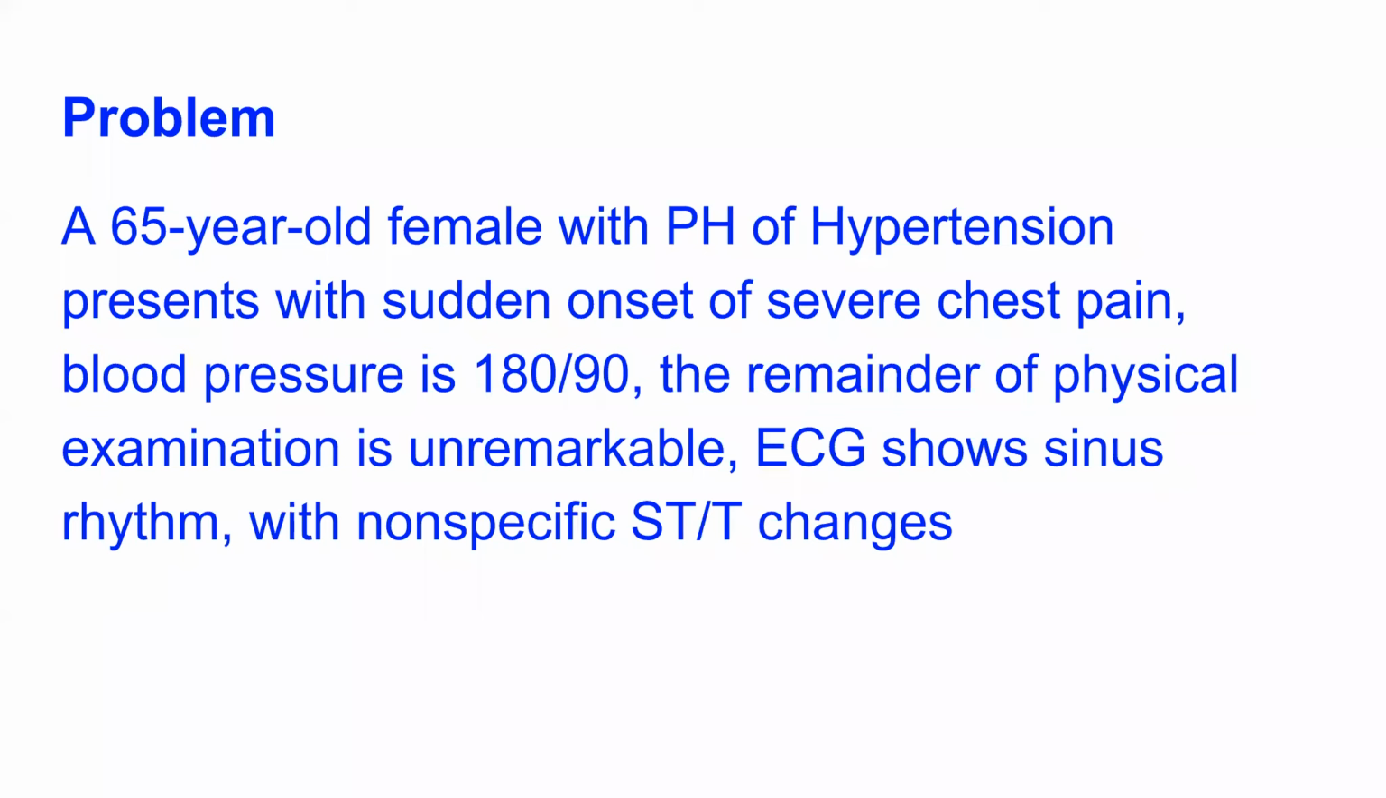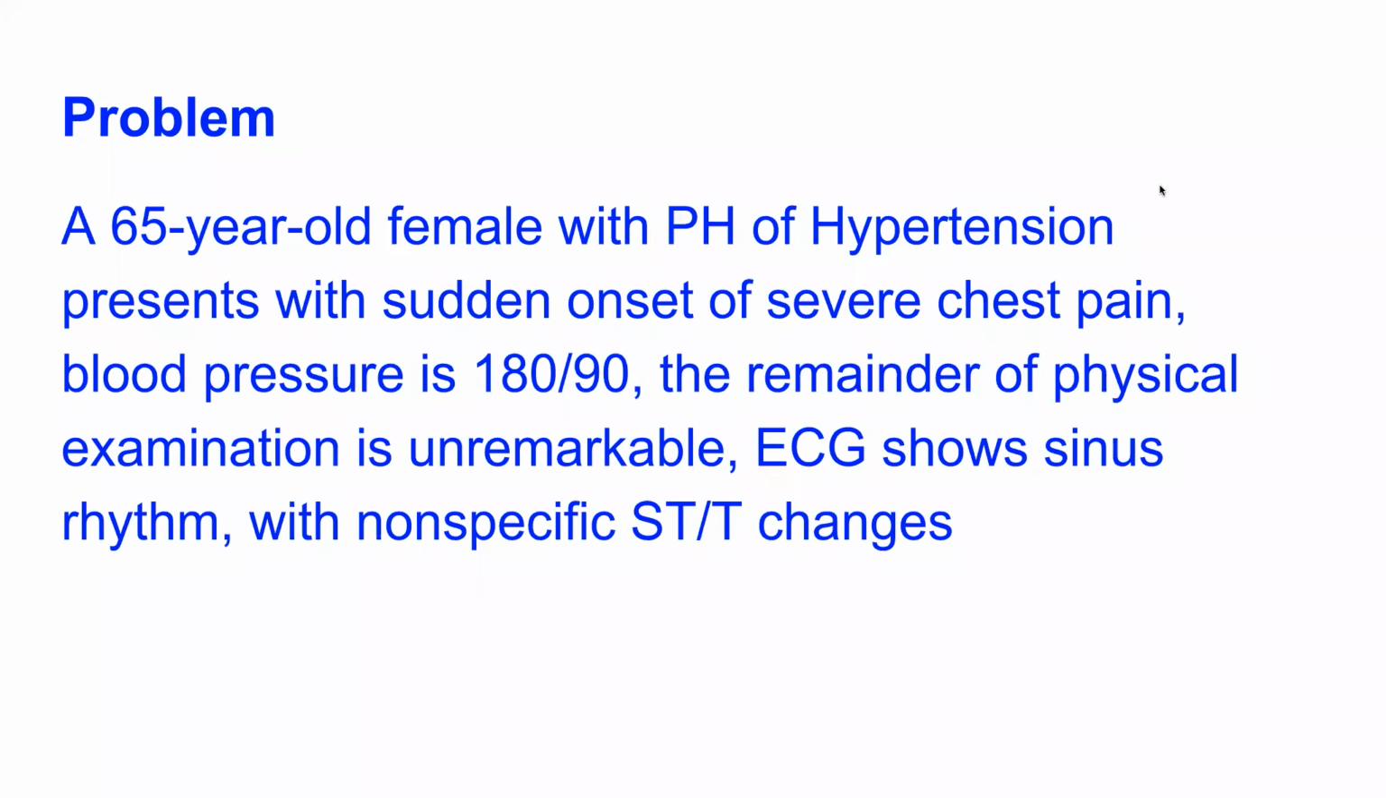So we start with a problem. So we have a 65-year-old female with past history of hypertension. She presents with sudden onset of severe chest pain. Blood pressure is elevated, 180/90. The remainder of the physical examination is unremarkable. ECG shows sinus rhythm with non-specific STT changes. So this is not an uncommon clinical presentation. This is something which you see every day on a regular basis in the emergency room.